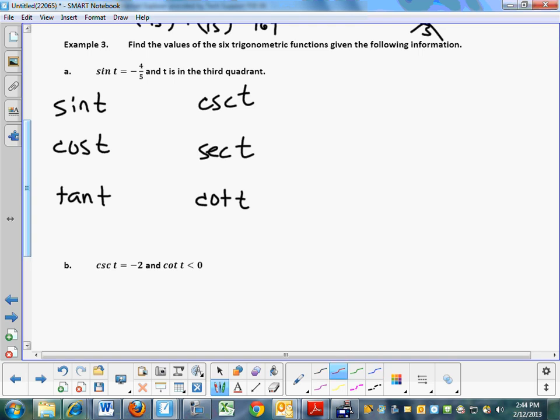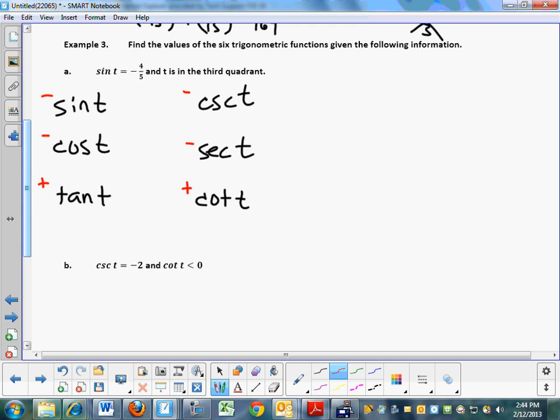Okay, first of all, I'd like you to decide if it's in the third quadrant, which ones are positive and which ones are negative. Third quadrant, sine, is it going to be positive or negative? Sine is y over r, so is y positive or negative in the third quadrant? Negative. Cosine is x over r, positive and negative in the third quadrant? Negative. Tangent is y over x. They're both negative, so that will divide and give you a positive. The reciprocal values will be the same in terms of positive or negative.